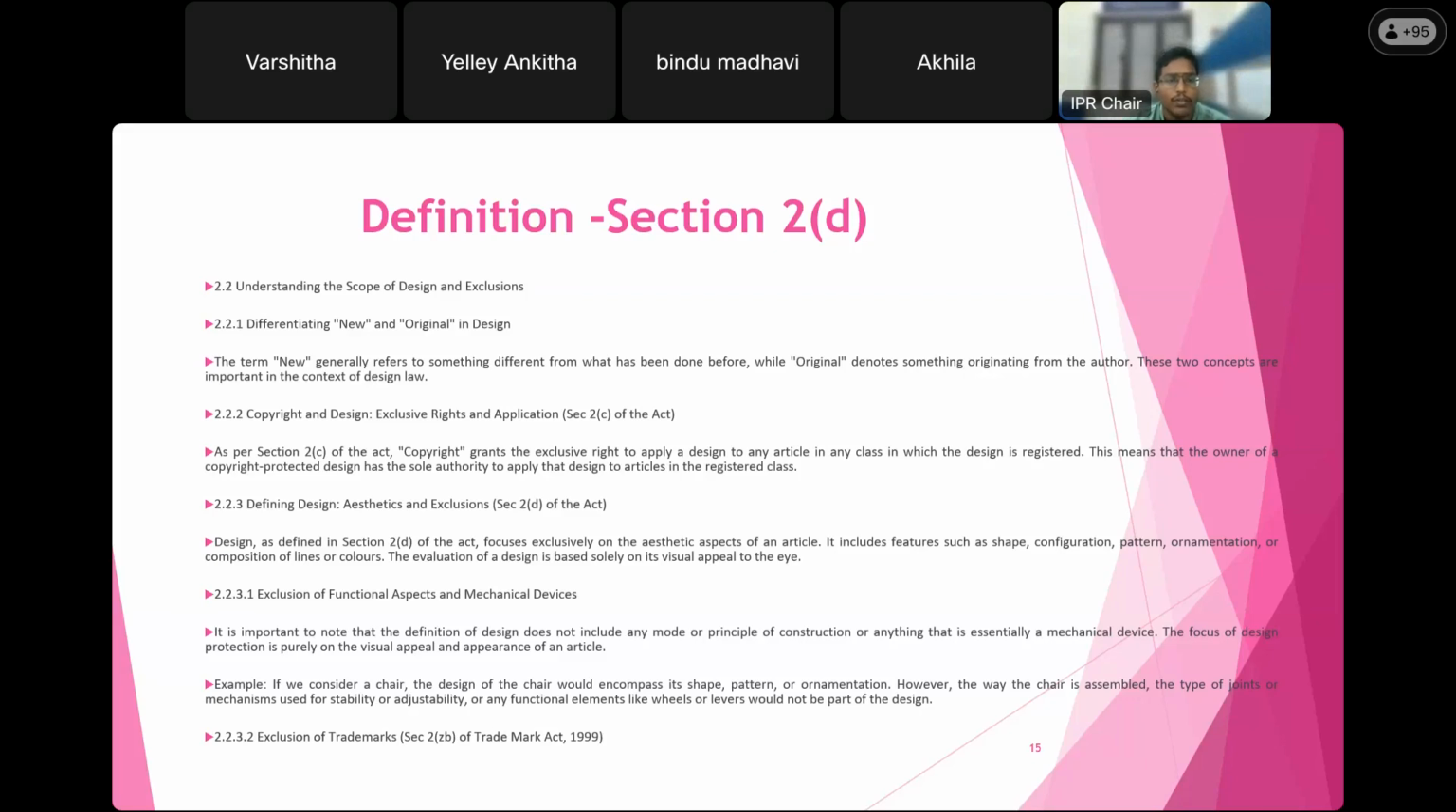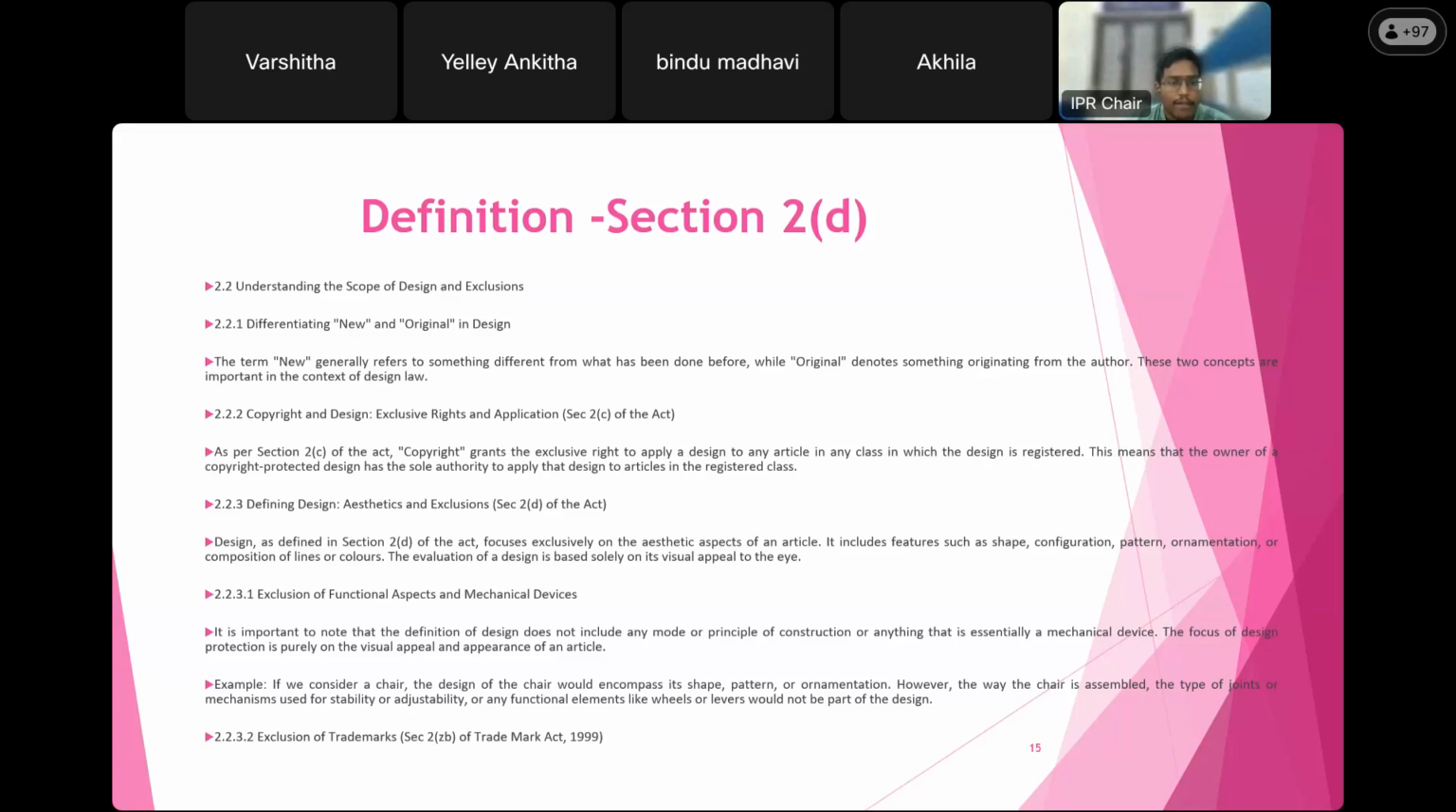So the first criteria to protect your design is that it should be new and original. What is new? New means something different from what has been done before. It should not be available in the public domain before you file. And original means it should not be copied from someone. It should originally come from you, that means the author. So these two concepts are among the criteria for industrial design registration.